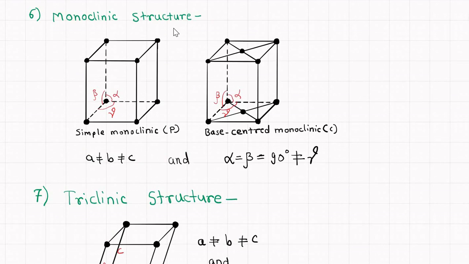Sixth one is monoclinic structure. In this crystal arrangement, three sides of unit cell are of different lengths. One of the axes is at right angles to the other two axes, but the other two axes are not at right angles to each other. Therefore, in monoclinic structure, A is not equal to B is not equal to C and alpha is equal to beta is equal to 90 degree is not equal to gamma. Figure shows the simple monoclinic and base-centered monoclinic crystal structure.